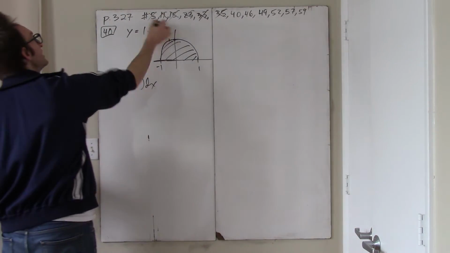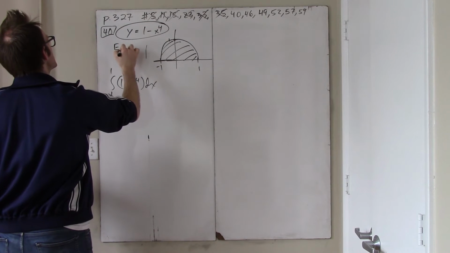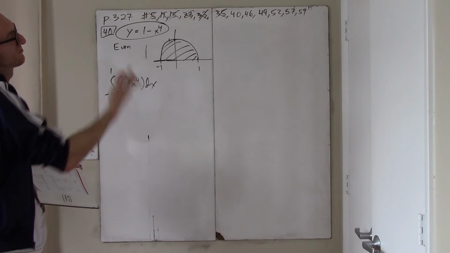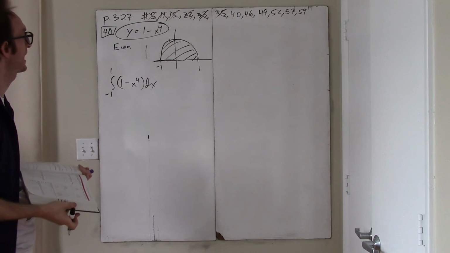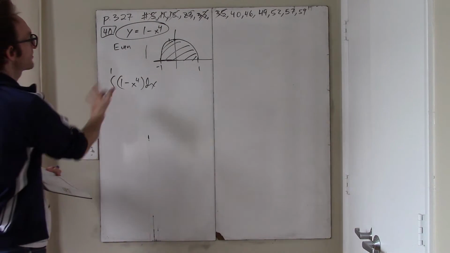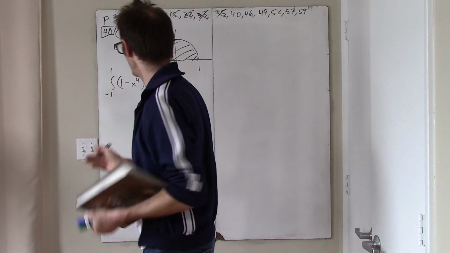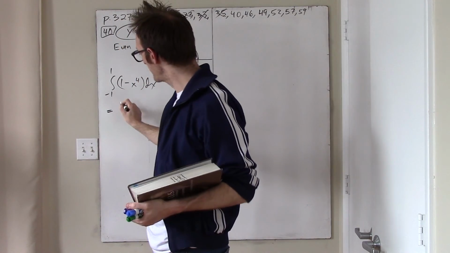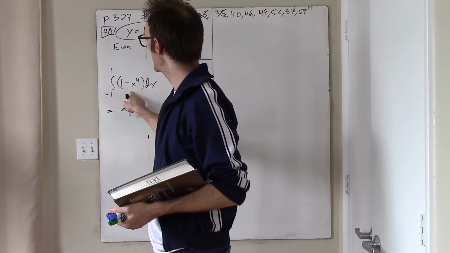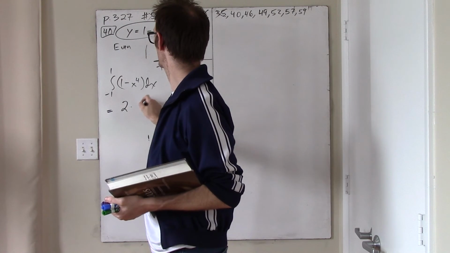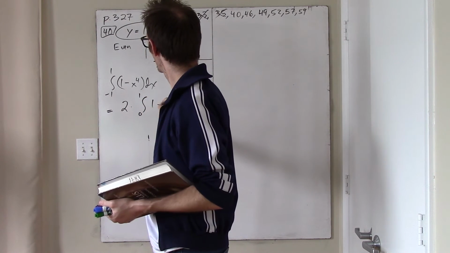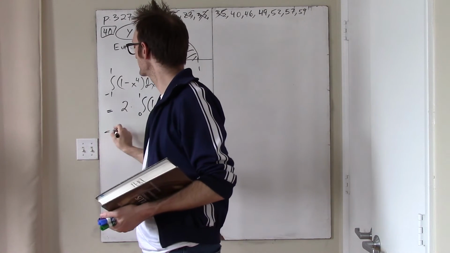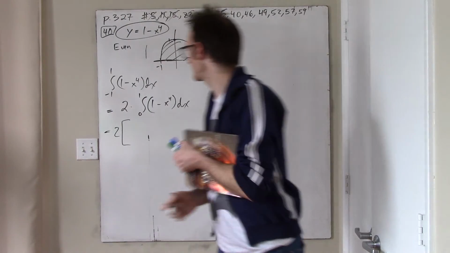This function is even, and it seems silly to keep doing this over and over again, but it's important to learn these shortcuts, because negative numbers are annoying. I think what they really want you to do here is to immediately recognize that this is going to be just twice the integral from 0 to 1 of 1 minus x to the fourth. And I guess I'll just mindlessly solve the problem. How do we do that?